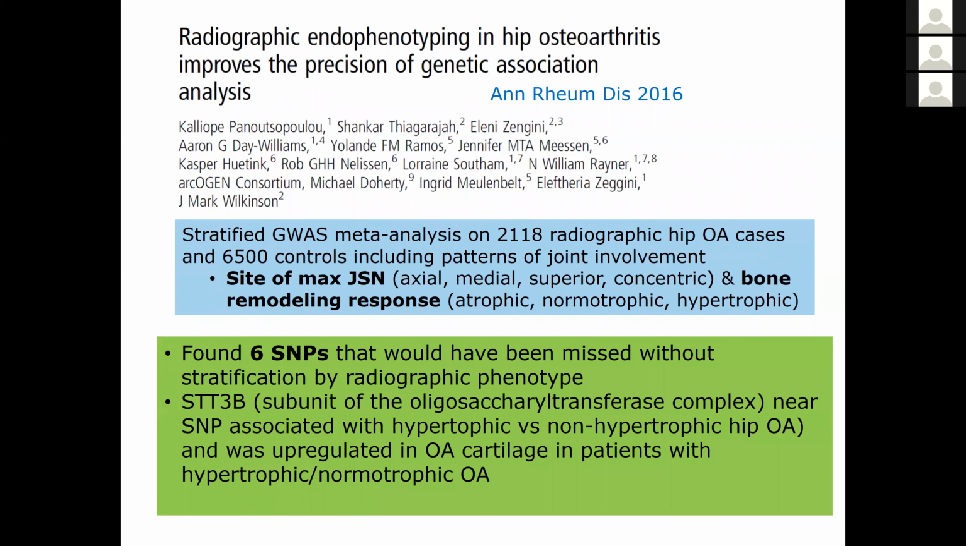What they reported is that by using this method, it improved the precision of their genetic association analysis. They found 6 single nucleotide polymorphisms that would have been missed if they just looked at the entire hip OA as a single group. So the stratification helped them identify additional genetic risk factors for OA. And they mentioned one particular one that's here, STT3B, that we won't go into.